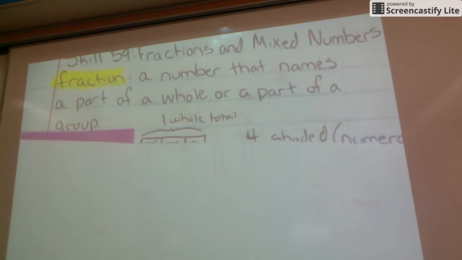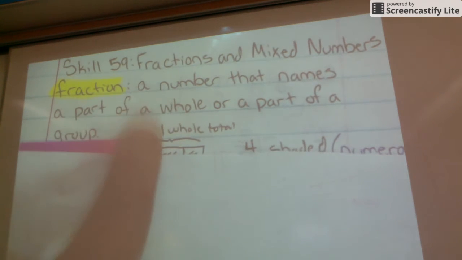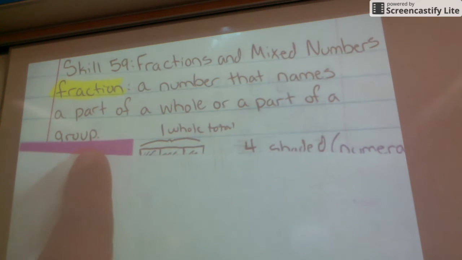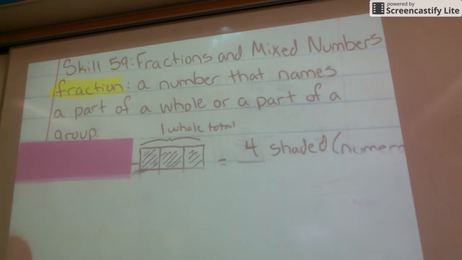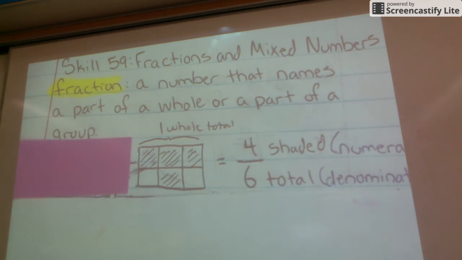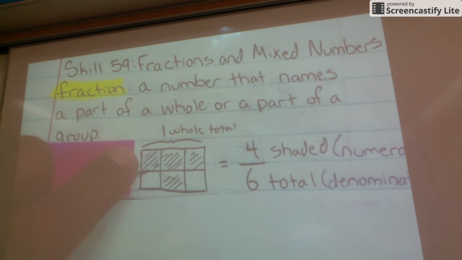So skill 59 is about fractions and mixed numbers. So a fraction is a number that names a part of a whole or part of a group. Okay. So let's take a look at this right here. We see this rectangle, it's one whole. All the pieces make up one whole, but they broke it into six different pieces. One, two, three, four, five, six.